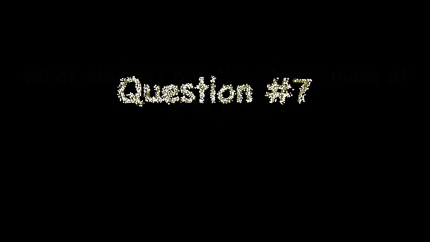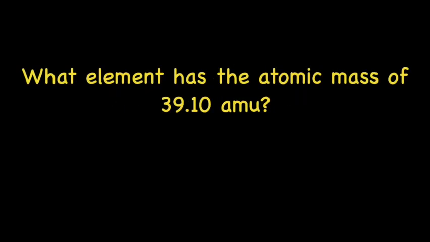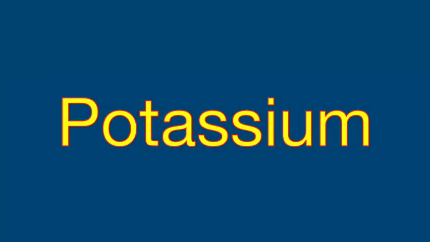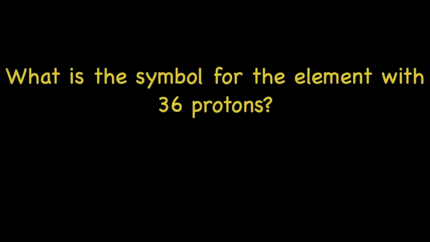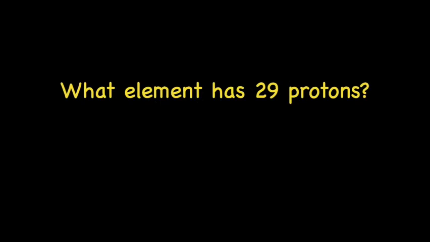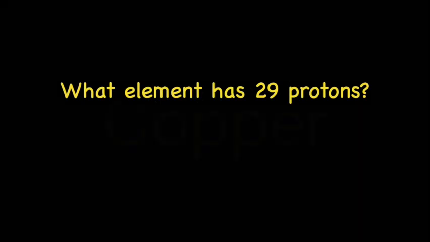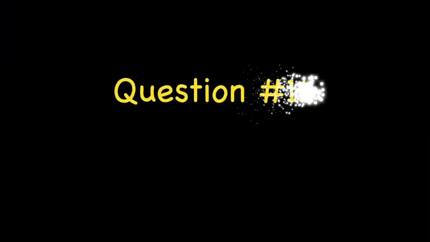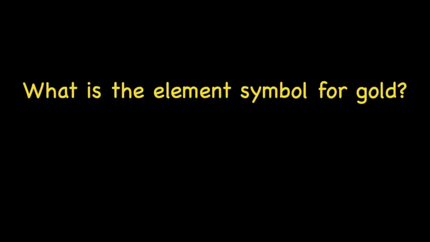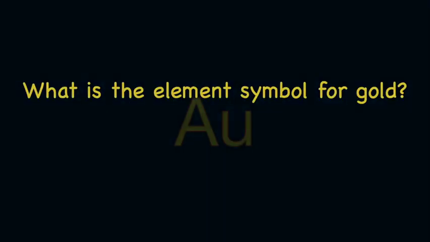Question number 7. What element has the atomic mass of 39.10 AMUs? The answer is potassium. Question number 8. What is the symbol for the element with 36 protons? The answer is Kr. Question number 9. What element has 29 protons? The answer is copper. And question 10. What is the element symbol for gold? The answer is Au.